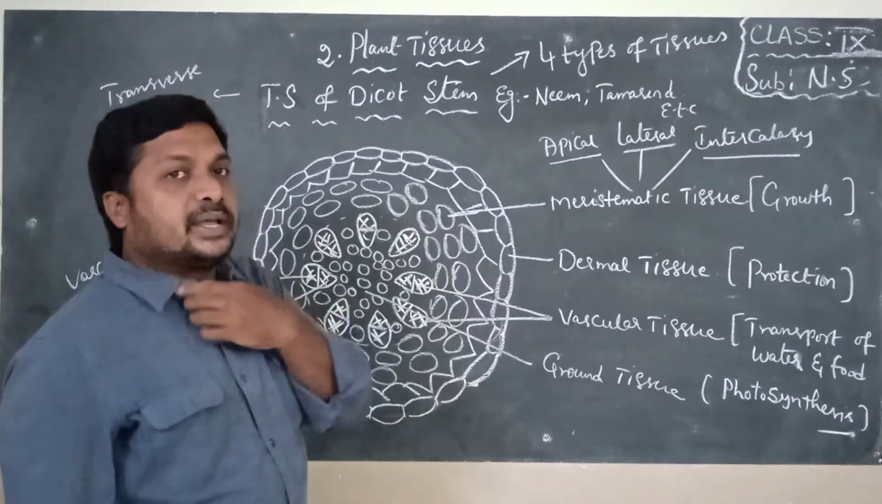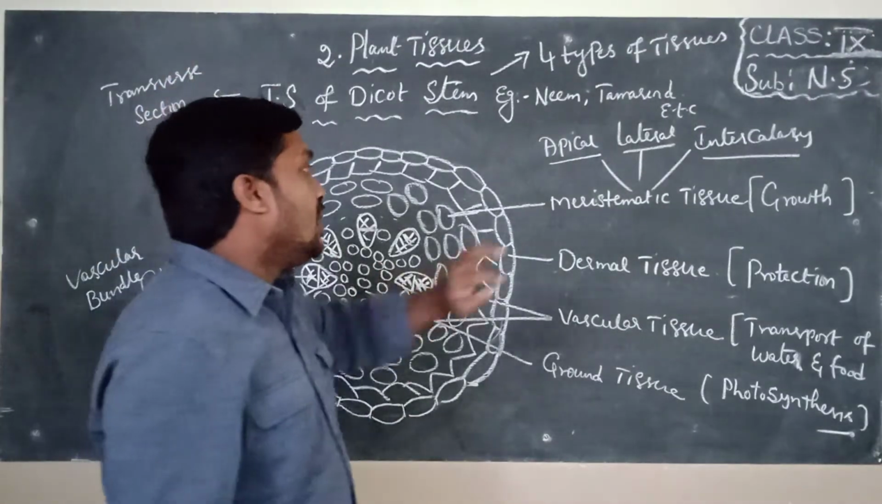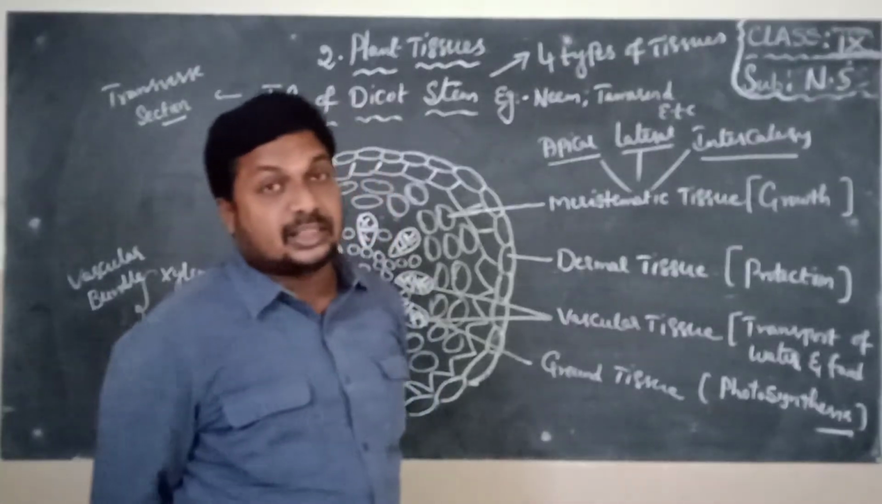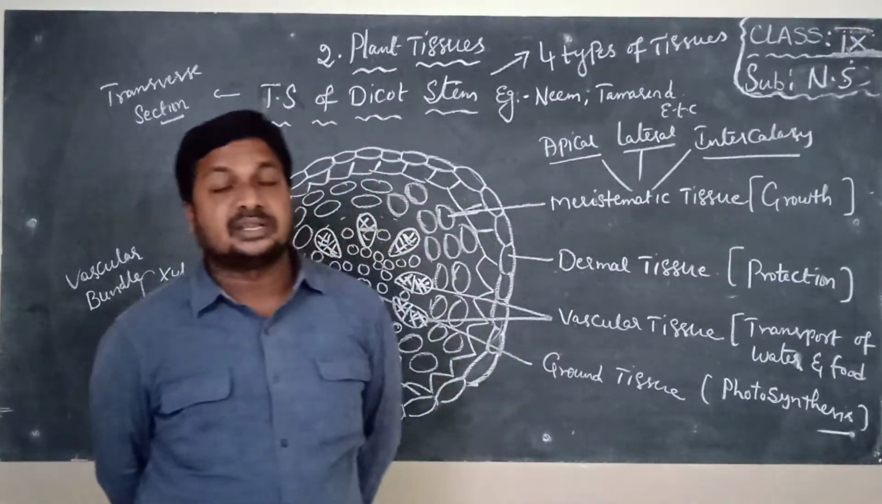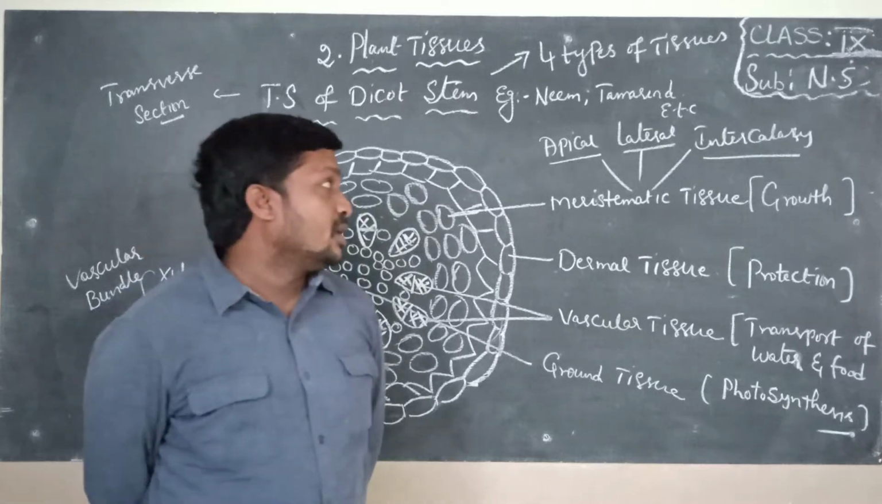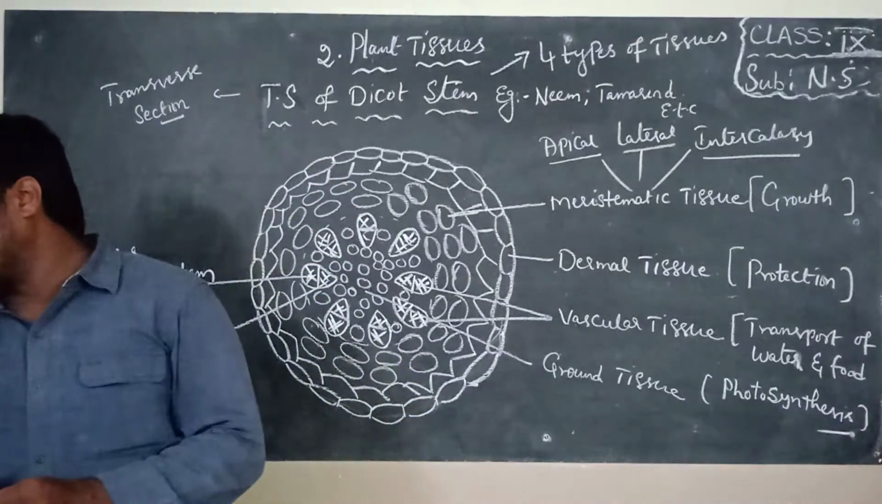Apical meristematic tissue helps to increase the size of the plant lengthwise. Lateral meristematic tissue helps to increase the width or breadth of the plant. Intercalary meristematic tissue helps to produce branches, fruits and flower stalks. This is about meristematic tissue.